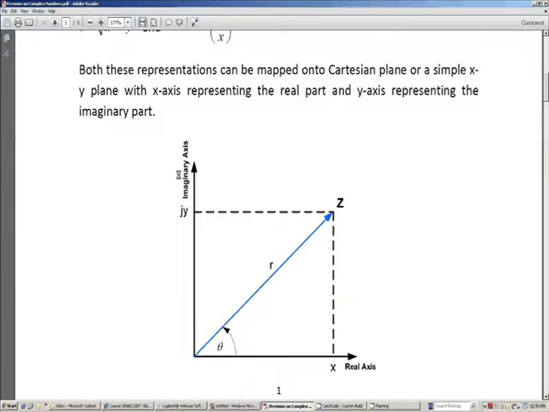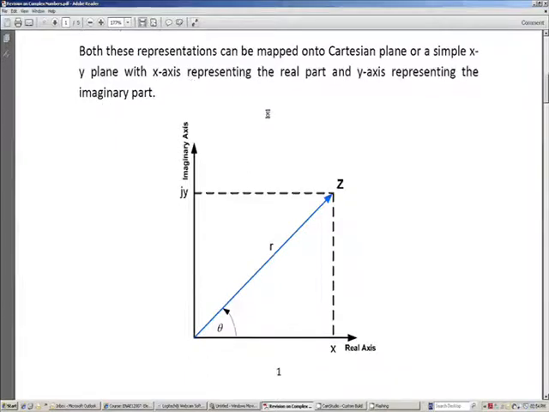Both these representations, as I said before, can be mapped onto a Cartesian plane, a simple xy plane, with the x-axis representing the real part and the y-axis representing the imaginary part. So this is how it looks. This is your complex number, this is your real part, this is your imaginary part, this is your magnitude r, and this is your inclination to the real axis. As you can see, whether it is in Cartesian form or polar form, it is possible to map it onto a complex plane graphically.